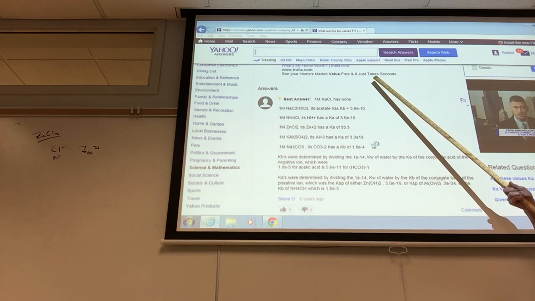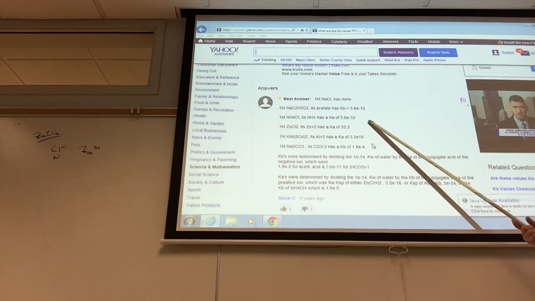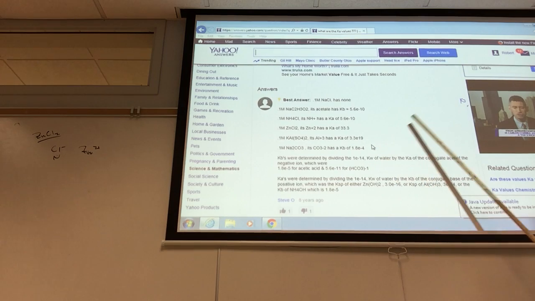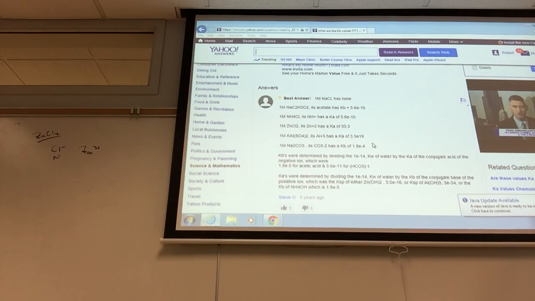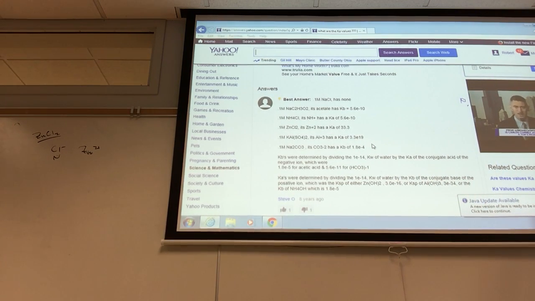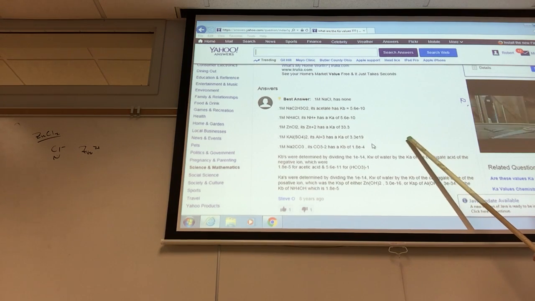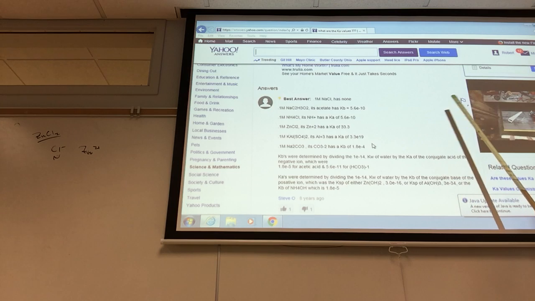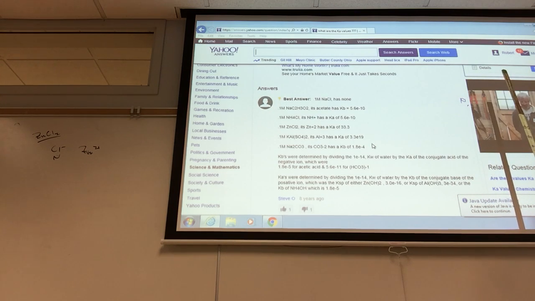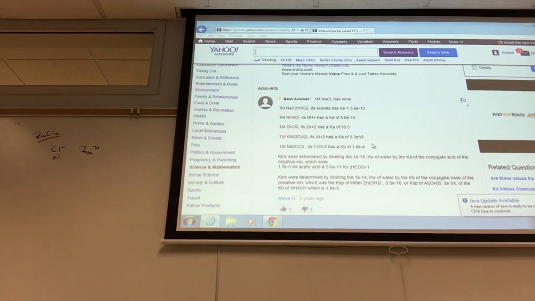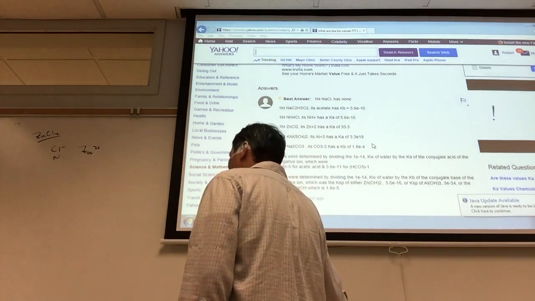So much of this stuff is totally unreliable. So what you do is you look for things that are reviewed or refereed, and that's reliable. I actually found the Ka value of zinc 2 plus in a refereed journal article. What's that number? I have it, but I have to grab it out of my email because I emailed it to myself. I'll do that in a minute.